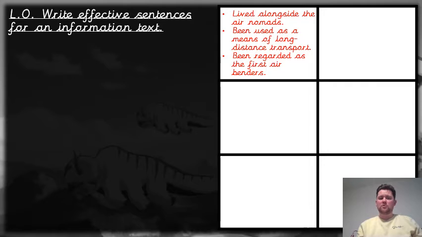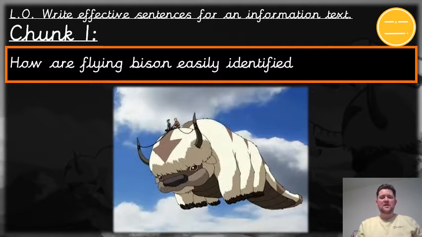Okay, once you've done that, we're going to go on to the second part of chunk 1. Now, what I want you to do is think about flying bison. If you saw one flying through the sky, how would you know what it was right away? How can they easily be identified? It might be by their horns. It might be by the big arrow on their head, they're hard to miss.